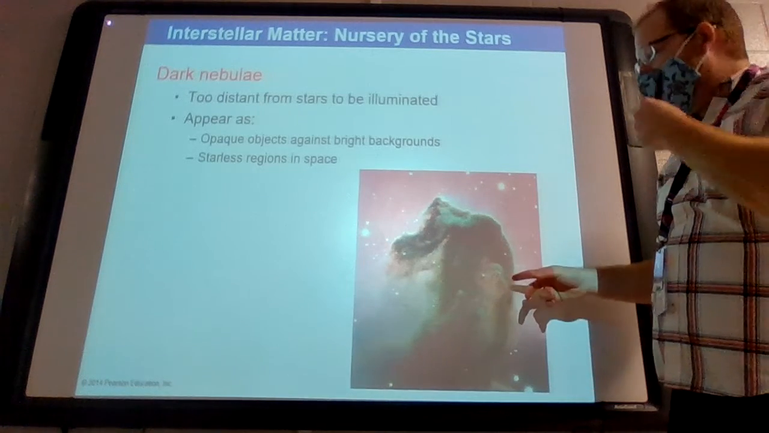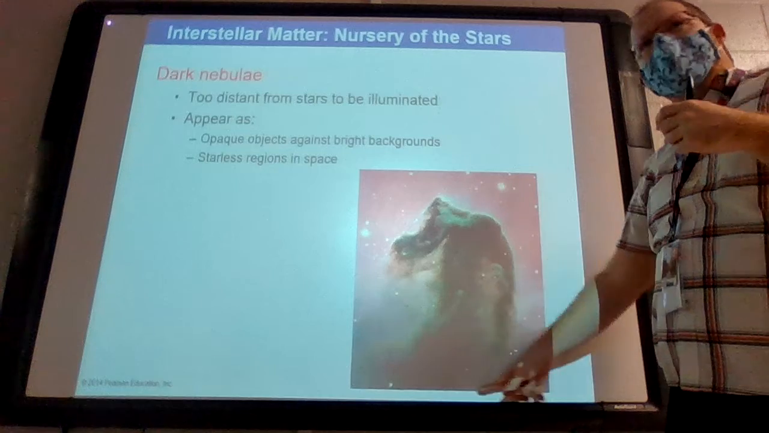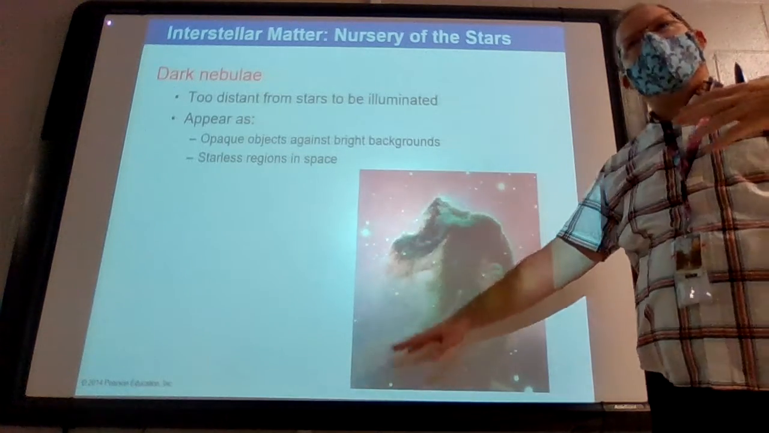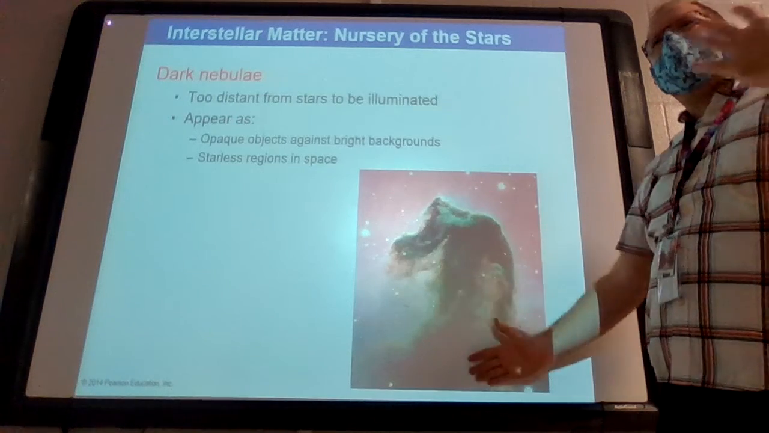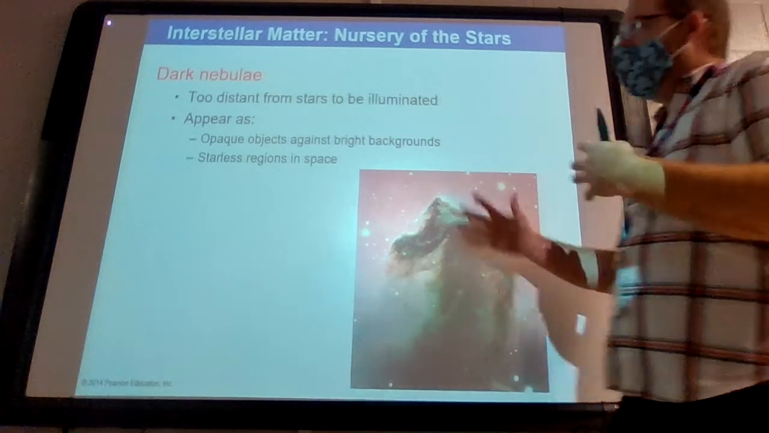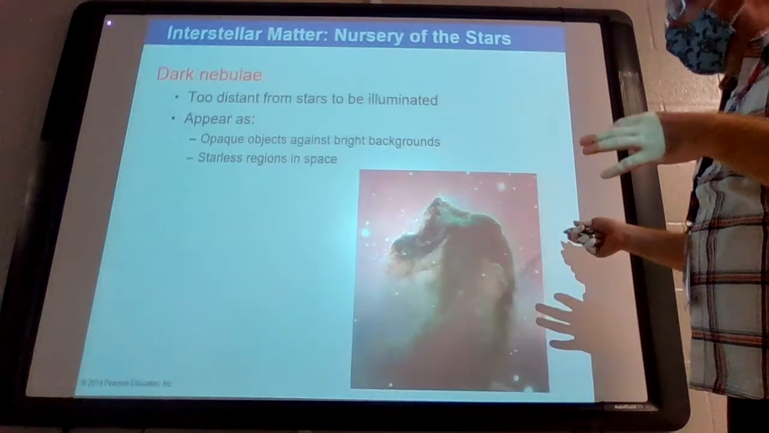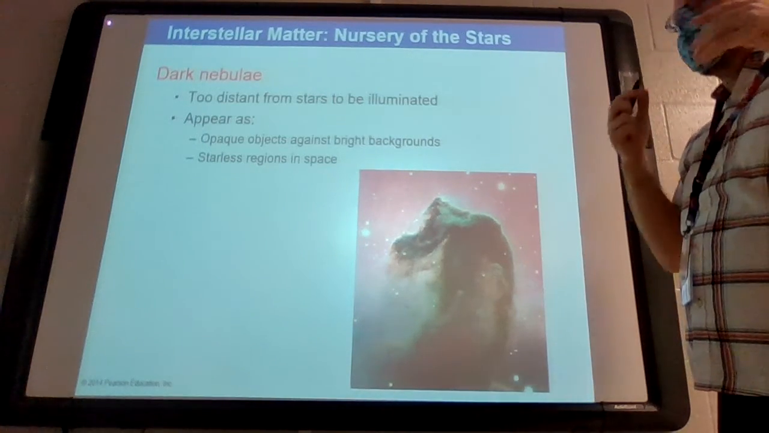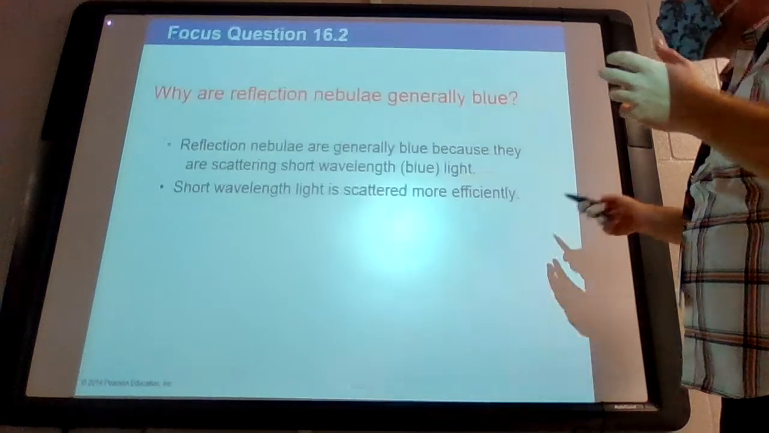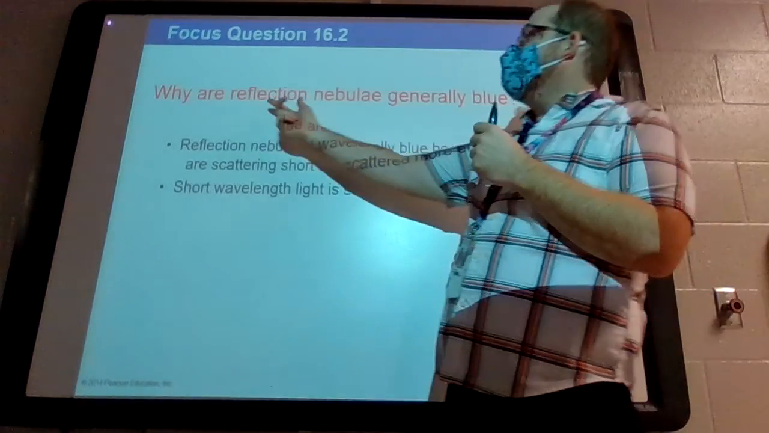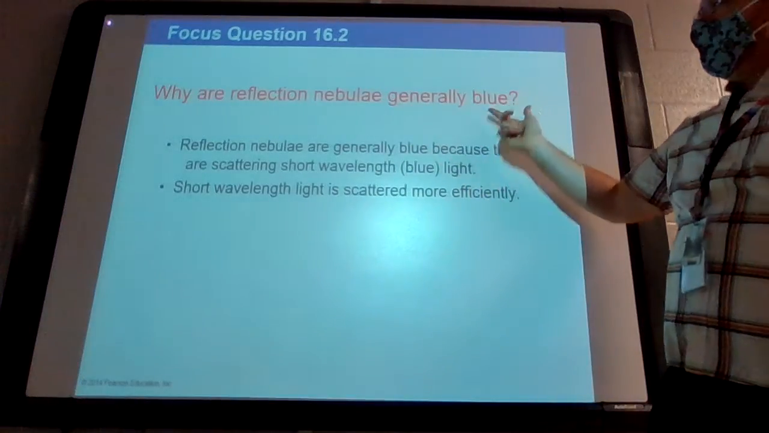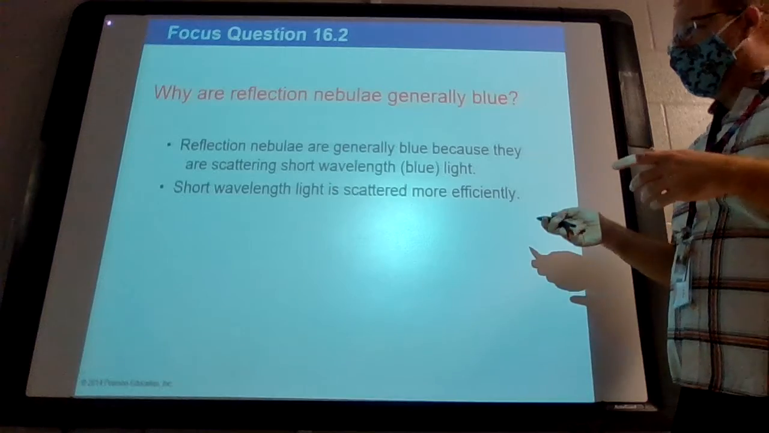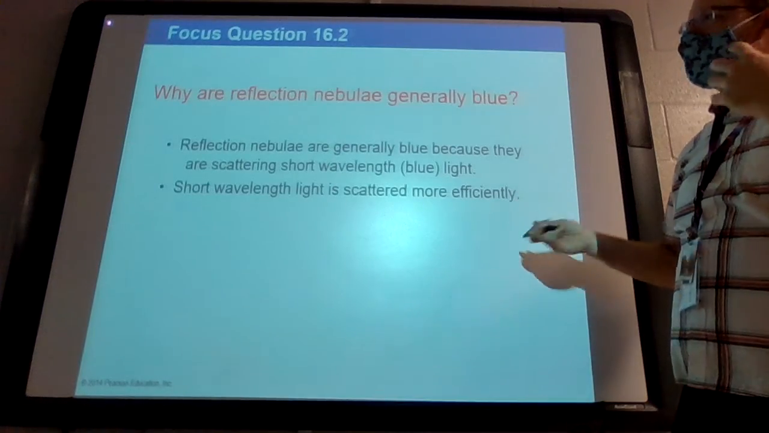Or we look out into space and we see an area that has very little to no stars in it, where everything else around it has a bunch. So we know that there's something there blocking out those stars, and that is more than likely a dark nebula. So we know of its existence by omission rather than by directly seeing it. So they ask, why are the reflection nebulae generally blue? Because they're scattering that short wavelength blue light that's pretty easy to see and easy for them to scatter.